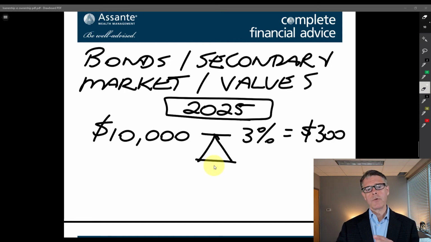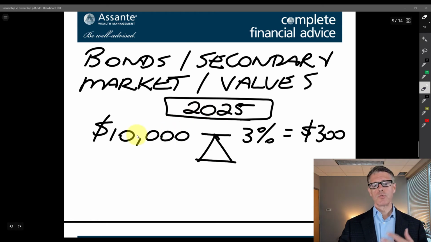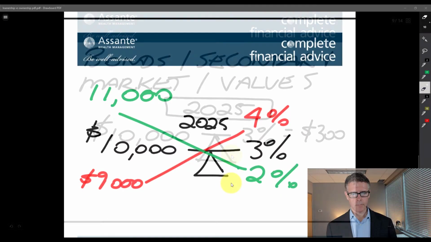Now, at one level, a bond works just like a GIC. The example I just wrote down here is a $10,000 bond that matures in the year 2025. Let's say I can get 3% on that bond. That's going to give me $300 per year, and that's usually paid semi-annually, so I'll get a couple of checks of $150 each time. Pretty straightforward, nothing really a lot different there than buying a term deposit or GIC.